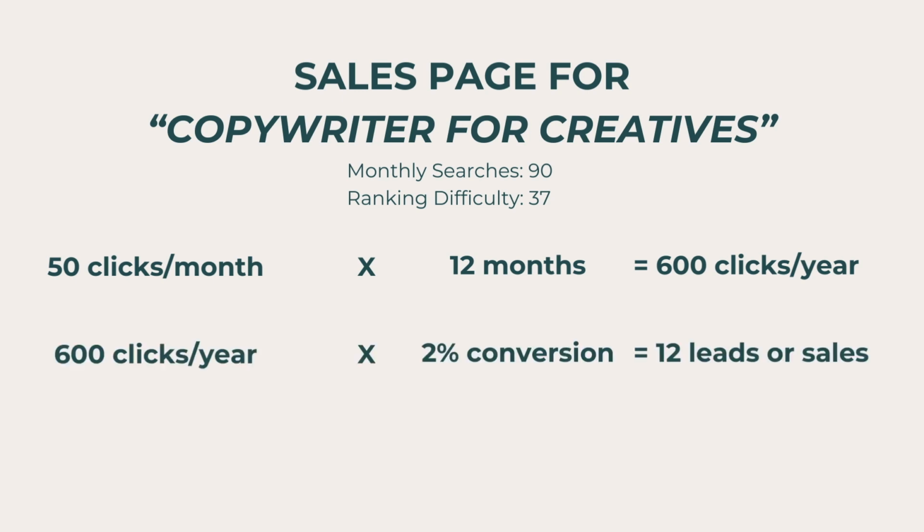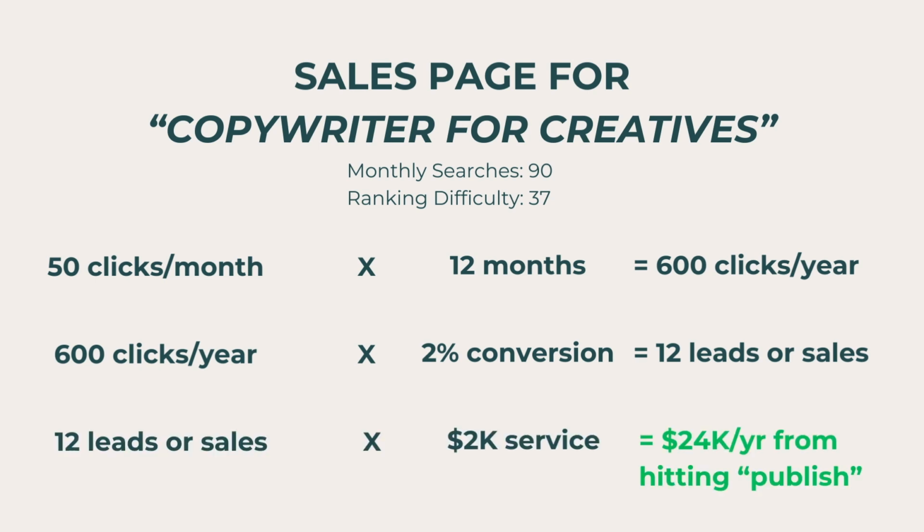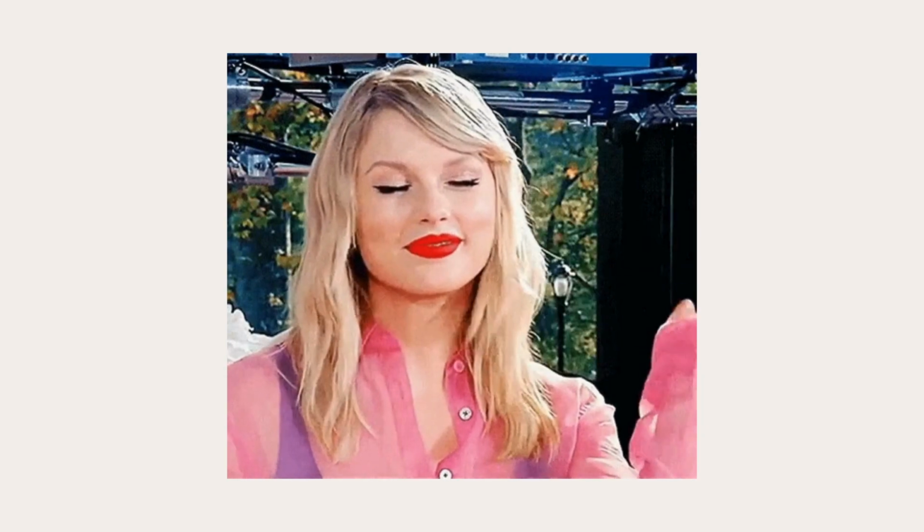Doesn't seem like a lot, but 600 clicks a year at a 2% conversion rate means you're going to get 12 leads or sales that year from that page, which we know based on the data we looked at earlier that SEO has a conversion rate of 14.6%, but for the sake of argument, let's just go with 2%. So 12 leads or sales for a $2,000 copywriting service means that you're going to make $24,000 a year just from hitting publish on that sales page and from choosing the right keyword.